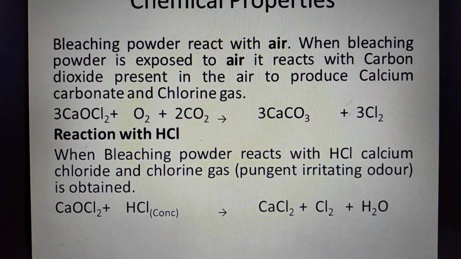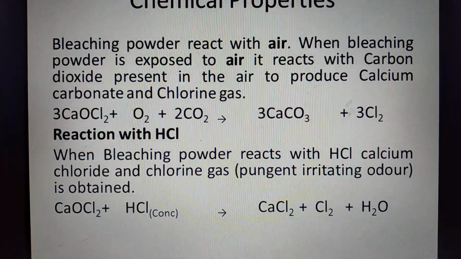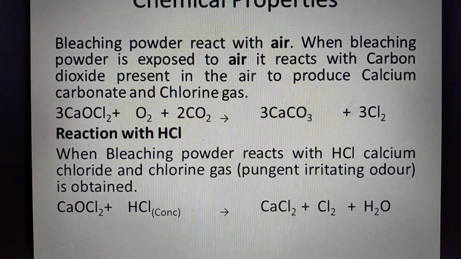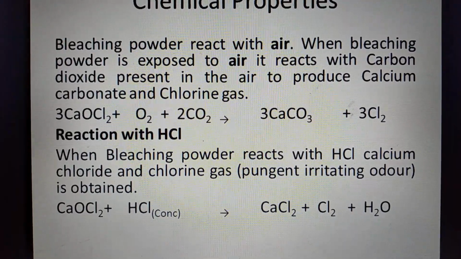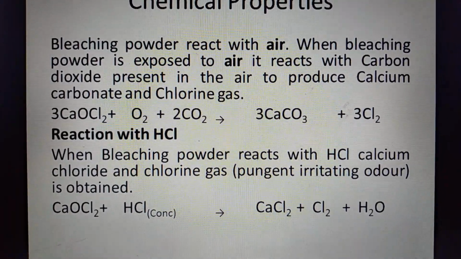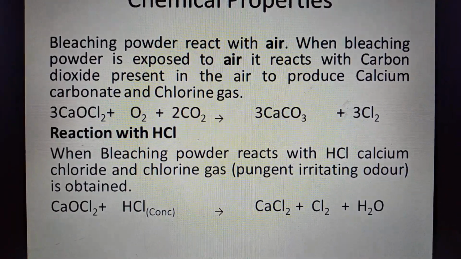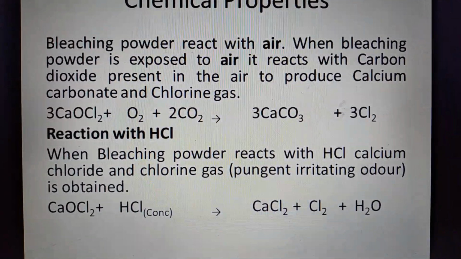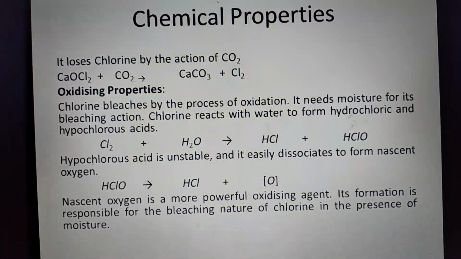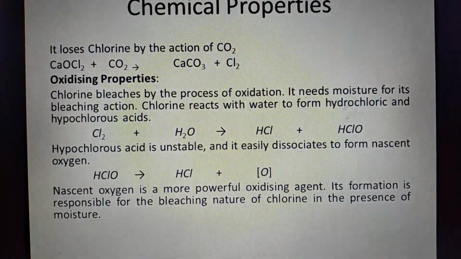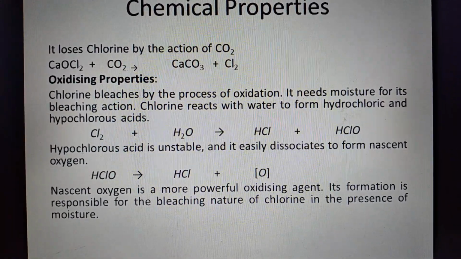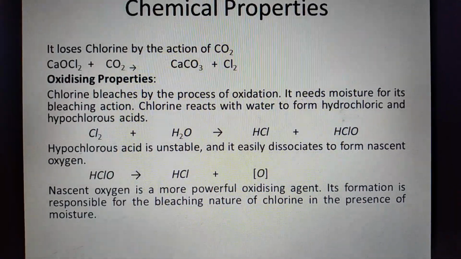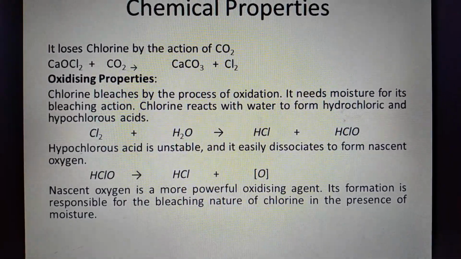Reaction with HCl: when bleaching powder reacts with HCl, calcium chloride and chlorine gas with a pungent, irritating odor are obtained. Calcium oxychloride plus concentrated hydrochloric acid gives calcium chloride plus chlorine plus water. So it loses chlorine by the action of carbon dioxide only. Calcium oxychloride, when it reacts with carbon dioxide only, gives calcium carbonate plus chlorine.